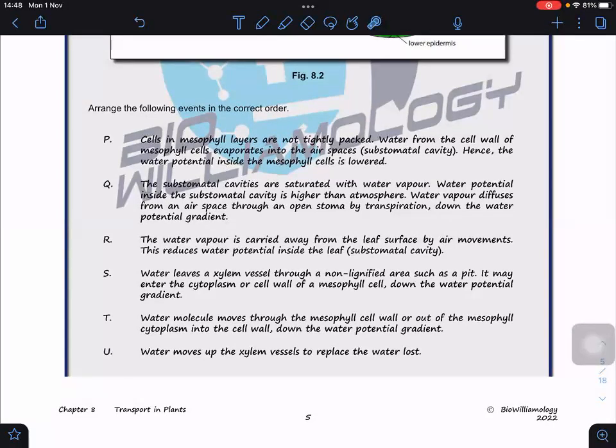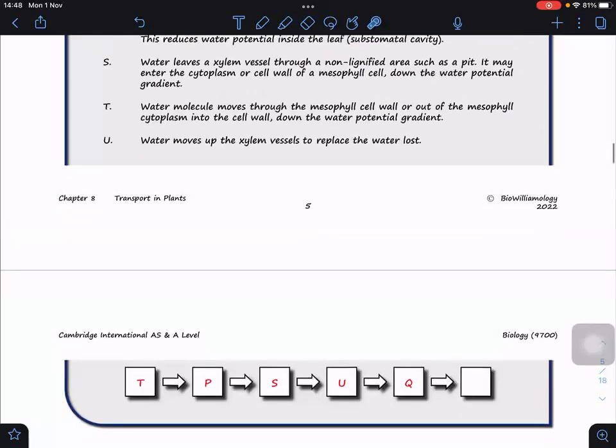So the water vapor is carried away from the leaf surface by the air movement, the wind. So again, this reduces the water potential outside the leaf, because we continue to lose the water vapor. Okay, so the last one is R.